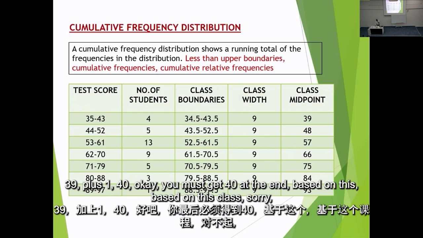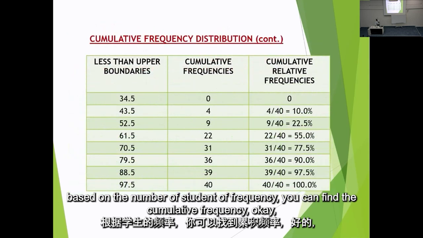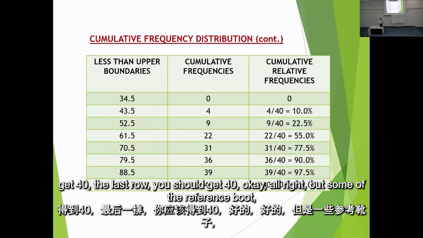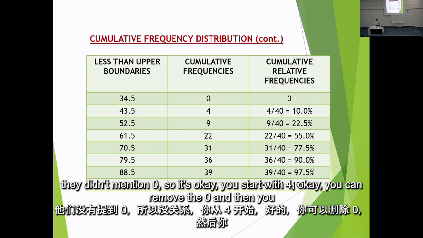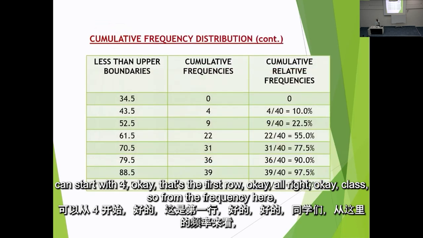Based on this class, based on the number of students or frequency, you can find the cumulative frequency. So the cumulative frequency is just like this: 0, 4, 9, 22, 31, 36. The last row you should get 40. Some reference books don't mention 0, so it's okay, you can remove this 0 and start with 4 as the first row.